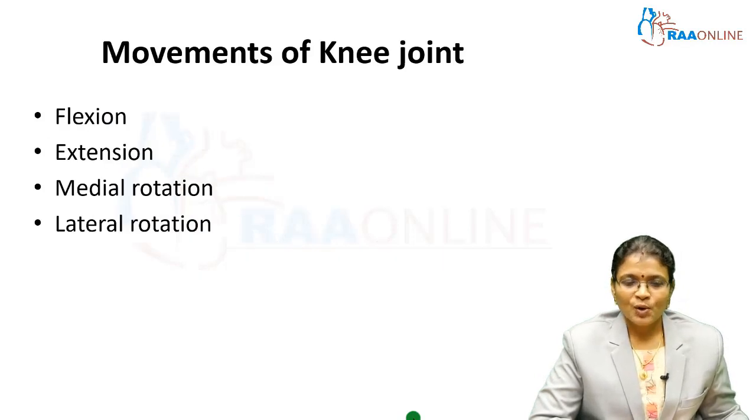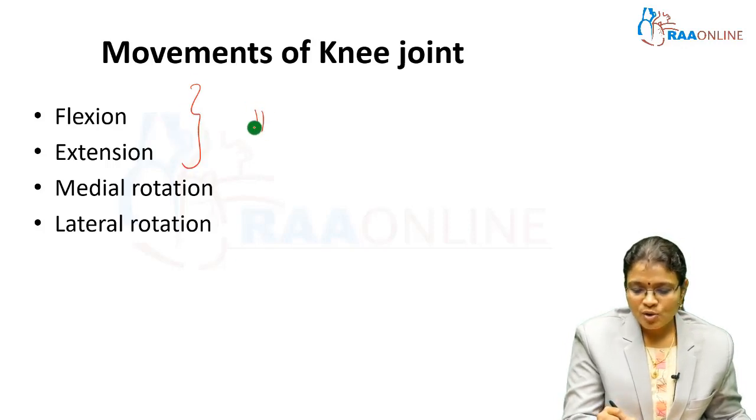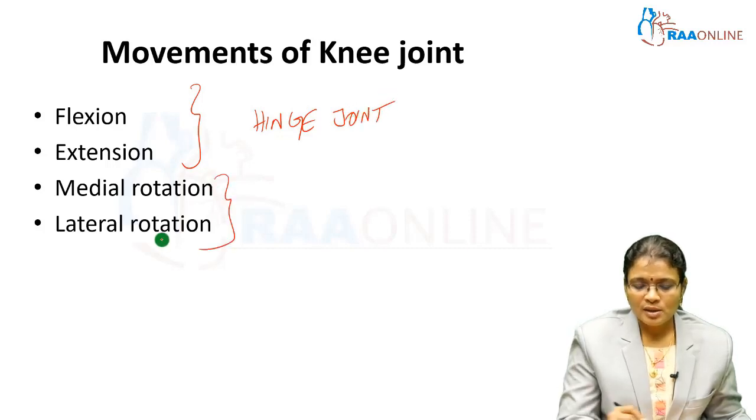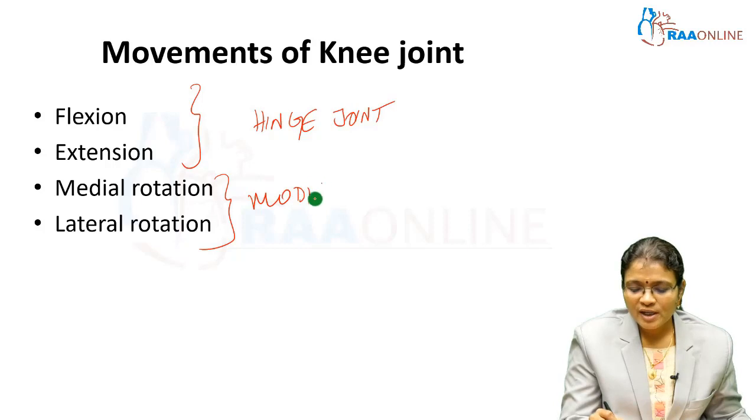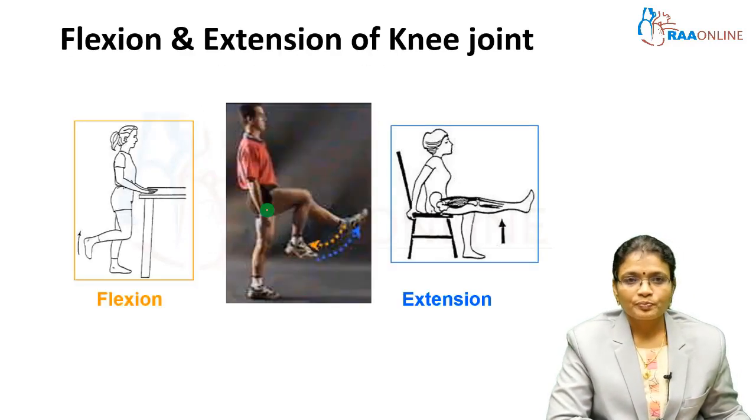Movements of knee joint are flexion, extension, medial rotation and lateral rotation. Mainly flexion and extension occurs, therefore knee joint is called as hinge joint. Since some additional movements occur with rotation, it is called as modified hinge joint.